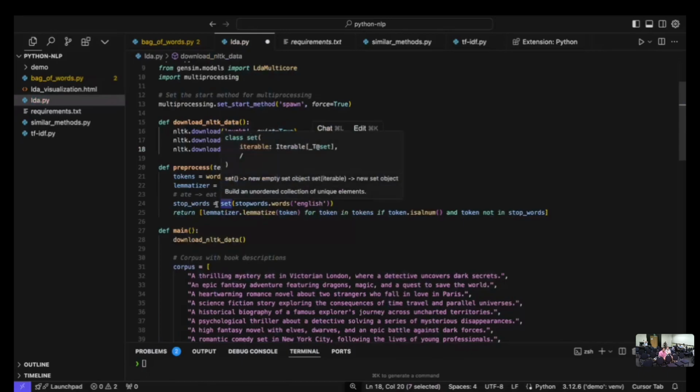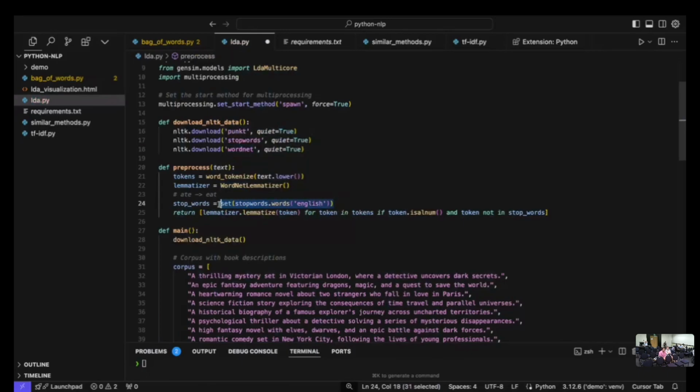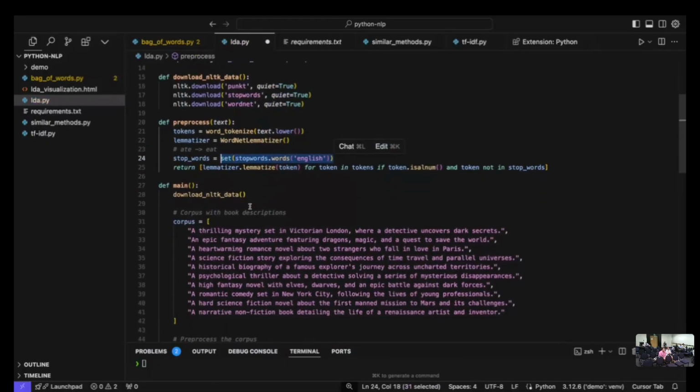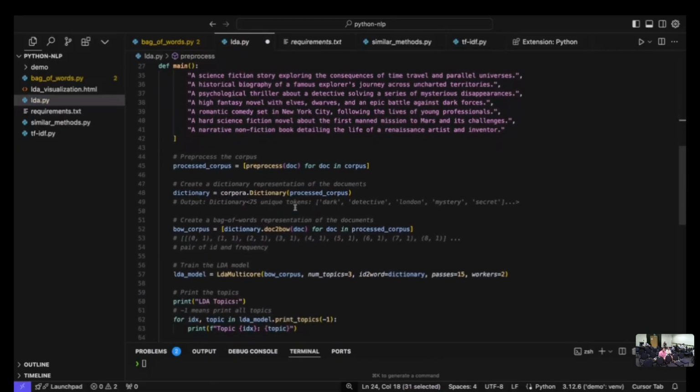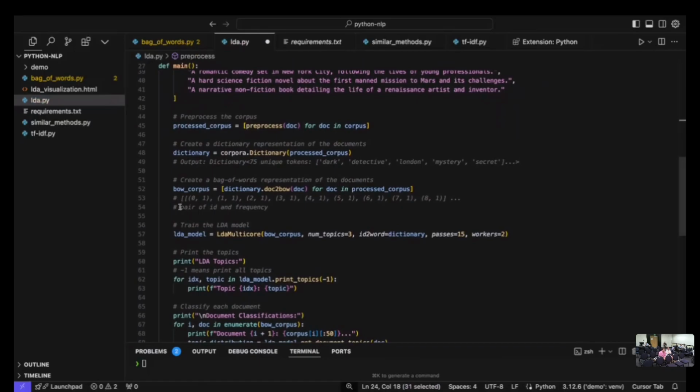After that, we are collecting all the distinct stop words that we need to remove, and we are collecting all the terms here. We are checking if the token is not in stop words and is not alphanumeric, then we lemmatize it. Now, we are creating a dictionary out of all the unique words. Then we are collecting a pair of ID and frequency here. This is the same screenshot that we saw earlier.